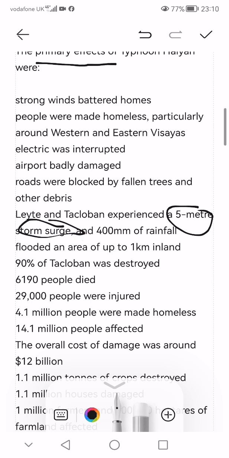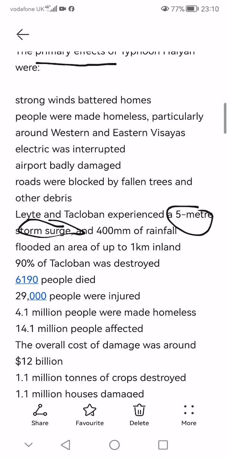Now a storm surge is basically a big wave that comes as a result of a tropical storm pushing the ocean water onto land. Now 5 meters is very high. It's higher than most houses. It's about 2.5 times me. Now this means that houses are going to be destroyed. This means that the flooding is going to happen in a wider amount of places, and therefore the effects are worse.